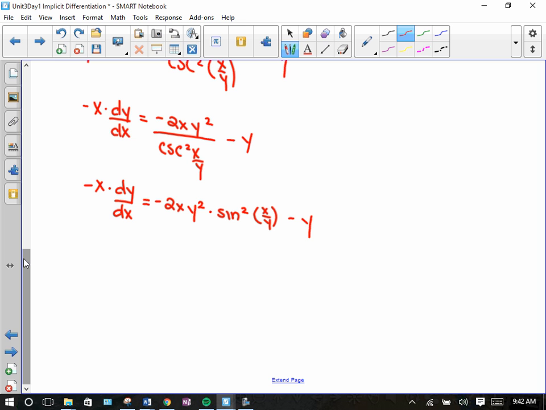Get it? Now, we have one last thing we need to do here. Get rid of this negative x, by dividing by negative x. That leaves us with dy/dx is equal to negative 2xy squared sine squared xy, or x divided by y, minus y, all divided by negative x. That is done.